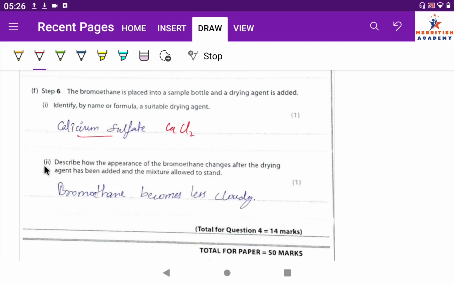The second part is describe how the appearance of bromoethane changes after the drying agent has been added and the mixture allowed to stand. So after adding the drying agent, bromoethane becomes less cloudy. So here we have done. So thank you for watching the video.